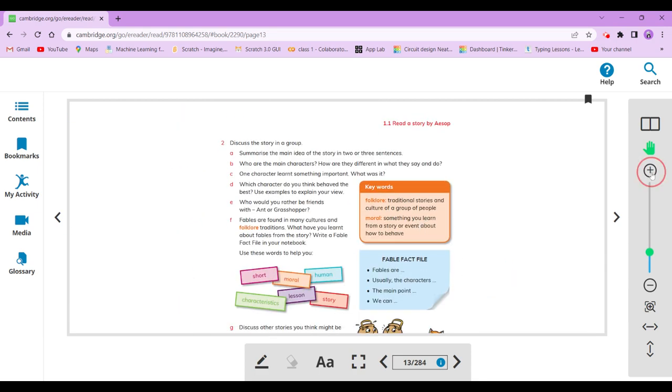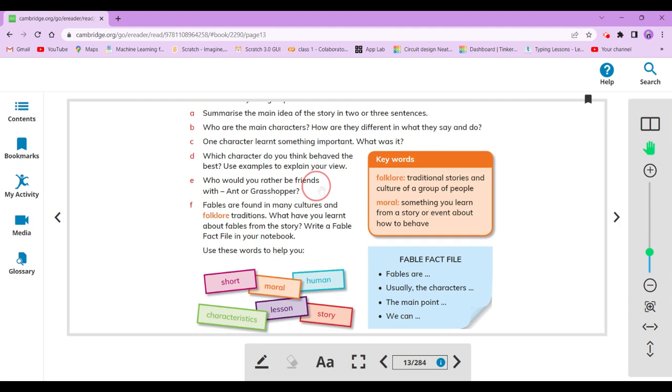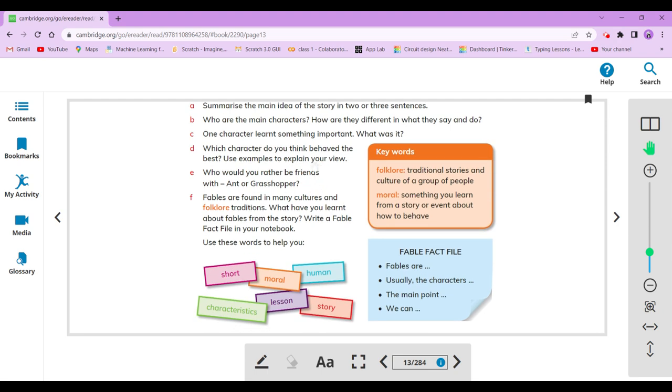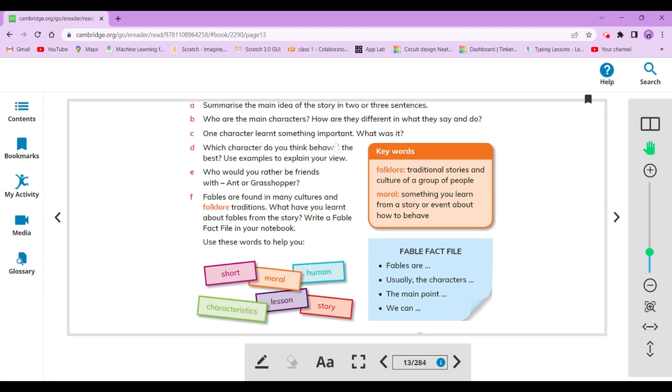Now, we are going to discuss the story in the group and summarize the main idea of the story in 2 to 3 sentences. Who are the main characters and how are they different in what they say and do? The main characters are the grasshopper and the ant, and they're different because the ant is a hard worker, while the grasshopper is just a lazy one. One character learns something important. What was it? That he should have collected food in the summer and not waited until winter.